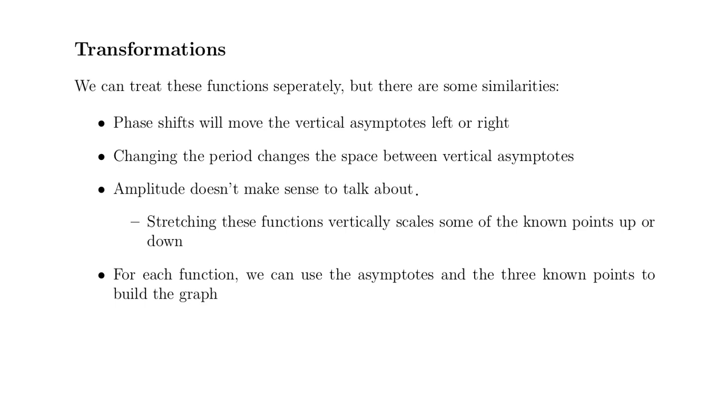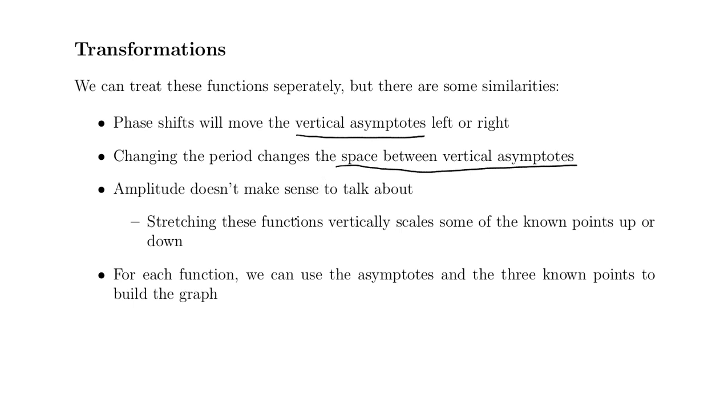So you can treat all these functions separately, but there's still going to be a bunch of similarities. Phase shifts are going to move stuff left and right. So what I'll look for is, instead of looking for x-intercepts, just move the vertical asymptotes left and right. Changing the period changes the space between the asymptotes. So that's a huge thing.